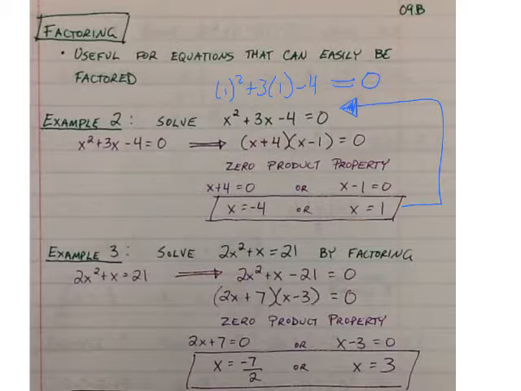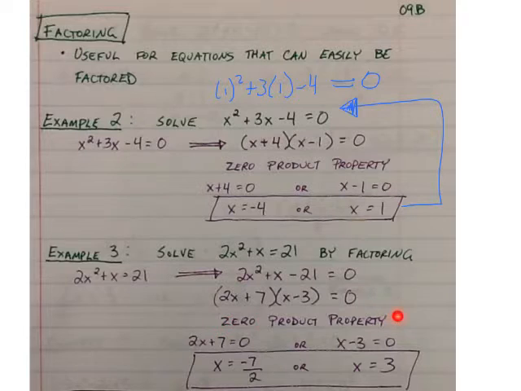Example 3. Solve 2x squared plus x equals 21 by factoring. And this one's not in our standard ax squared plus bx plus c form, so in my first step I write it into that form, and then I factor it. And this is a slightly tougher problem to factor. Once again, check out videos on factoring if you wanted to get a refresher on the factoring process.